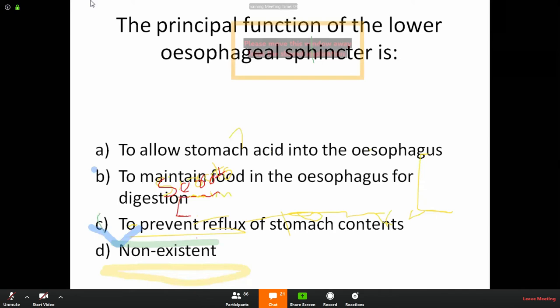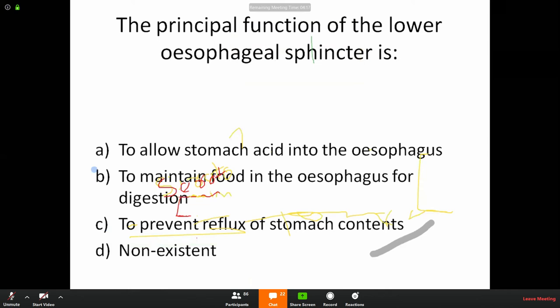Then the principal function of the lower esophageal sphincter. Lower esophageal sphincter is to allow the stomach acid into the esophagus, maintain the esophagus for digestion, to prevent reflux of the stomach contents, or non-existent. Which one is the correct answer? C. Yes, C is the correct answer. Lower esophageal sphincter helps in preventing the stomach contents from going back to the esophagus. Okay.